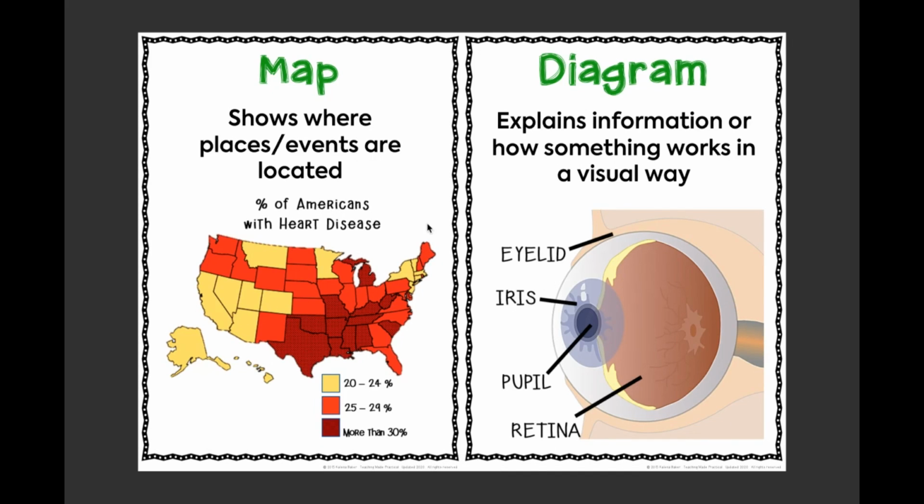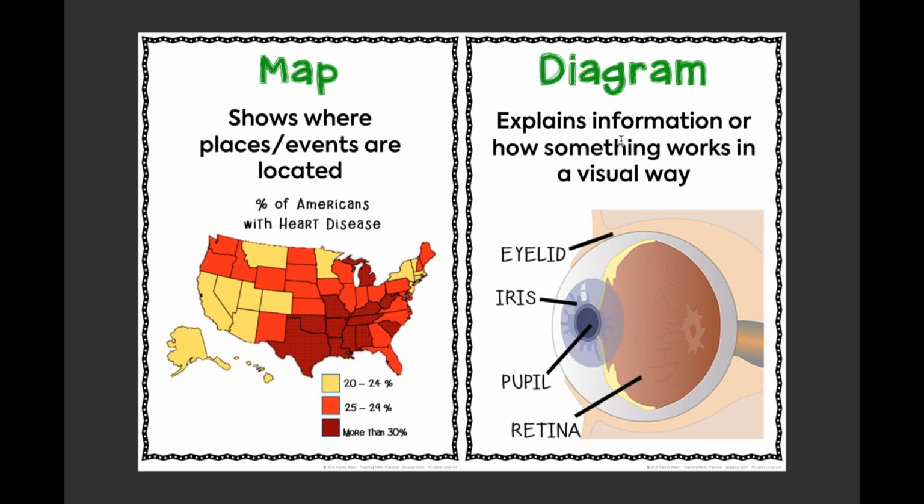We also have maps and diagrams. Maps you guys have seen before. They don't just show you exactly where something is at. They can also show you information. So this one, it's a map of the United States, but it's a percentage of Americans with heart disease. And then if you look down here, this is the map key, which kind of gives you what you're looking at. So anything that's yellow, 20 to 24% of that state has heart disease. Anything that's this orange color, 25 to 29%. And then anything that's the maroon color is more than 30. So say we want to look at our state, Illinois, right here. We are orange, which means 25 to 29% of our population has heart disease.